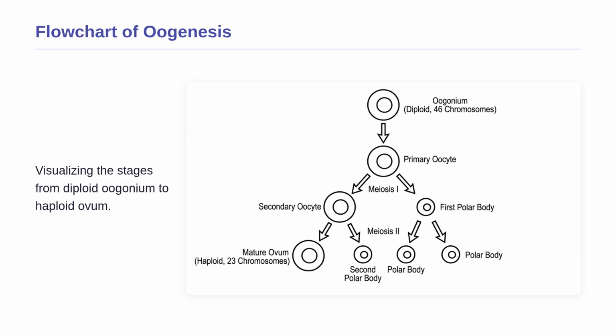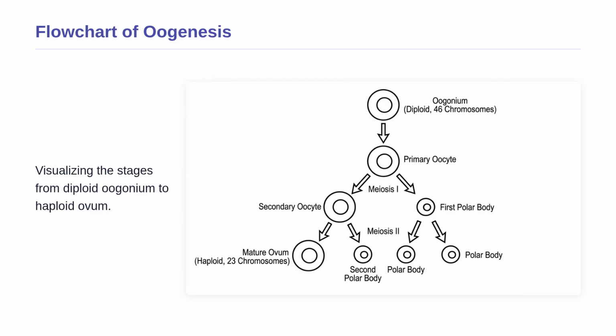To tie all these concepts and calculations together, let us walk through this flowchart of the oogenesis stages. At the very top, we start with the diploid oogonium, containing 46 chromosomes. Following the arrow down, it becomes a primary oocyte. During meiosis I, notice how the cell divides unequally into a large secondary oocyte and a tiny first polar body.